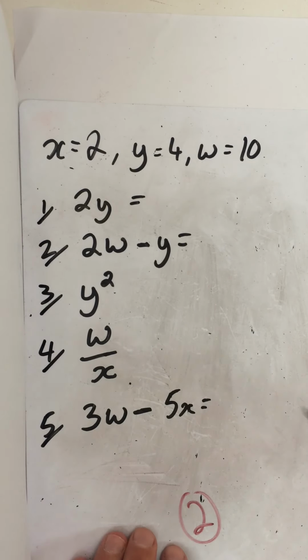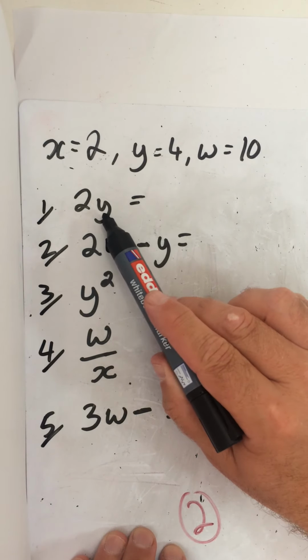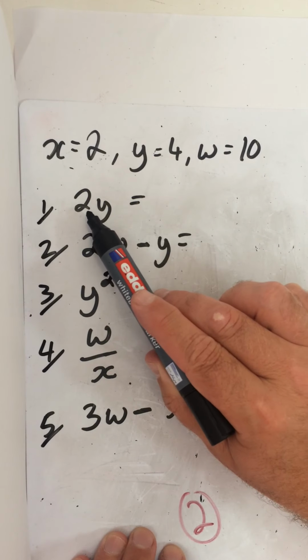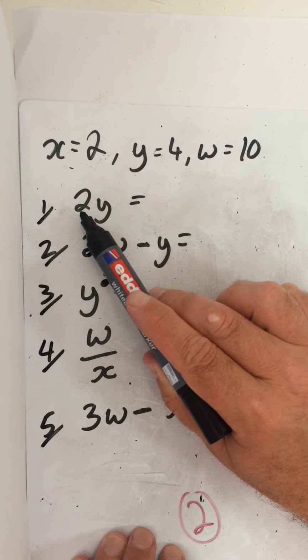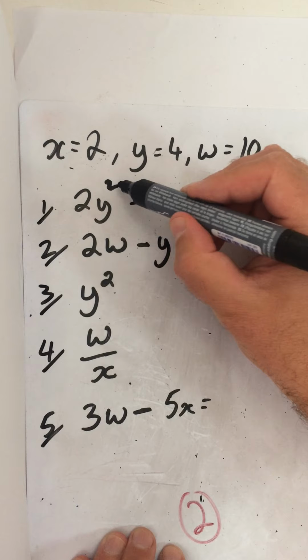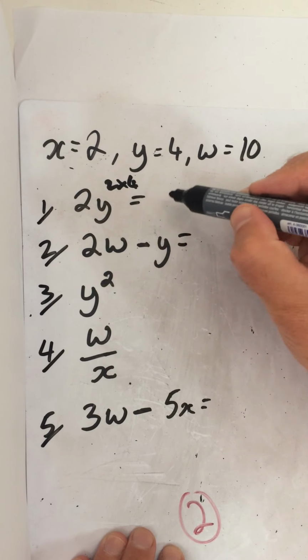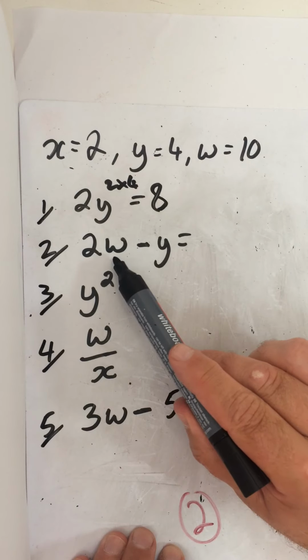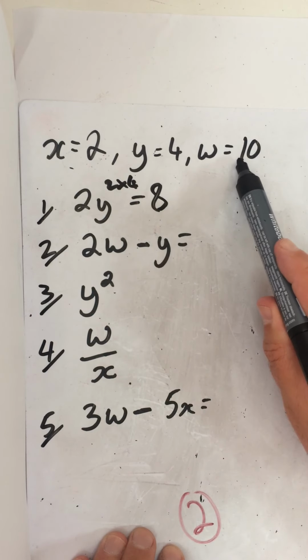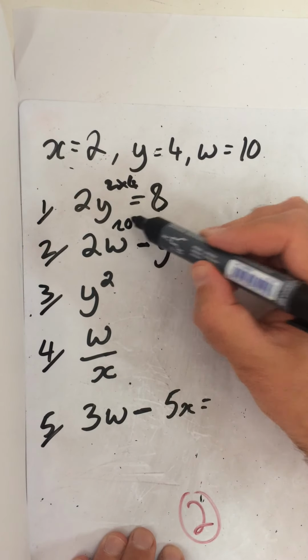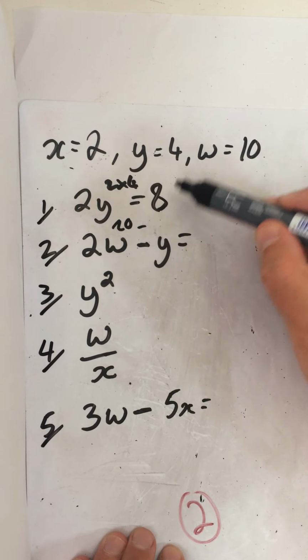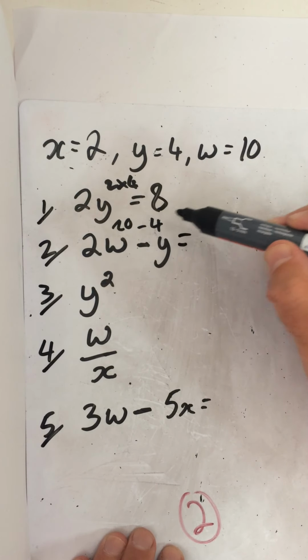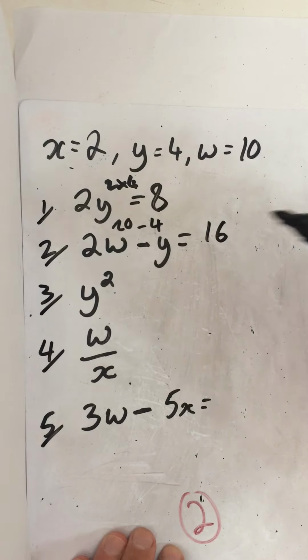Right, let's have a look again. Okay, so we've got 2y. y equals 4. So we know there's an invisible times there. So this becomes 2 times 4, isn't it? Which is 8. Okay, here we have 2w, 2 times w, which is 20. So this becomes 20. We're going to take away y, which is 4. 20 take away 4, 16.